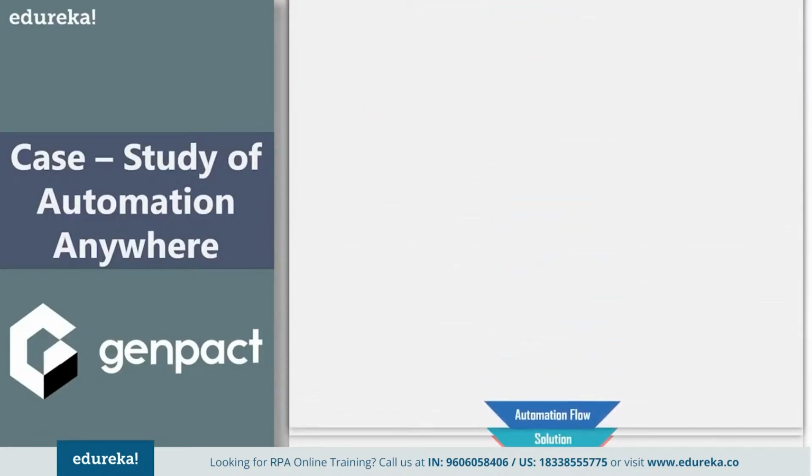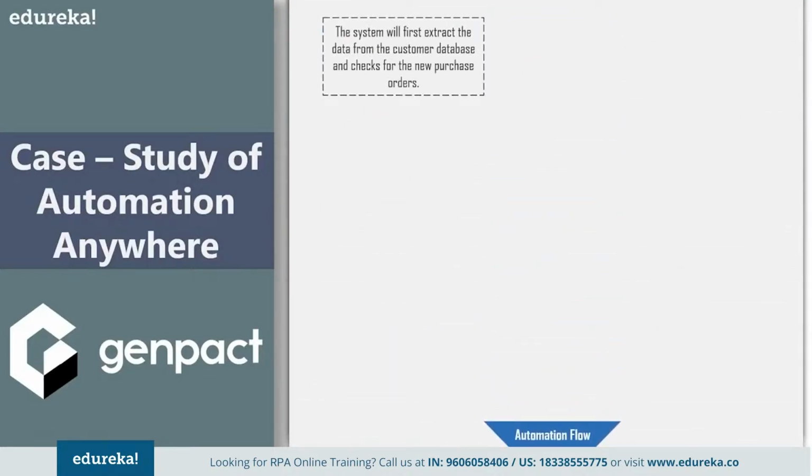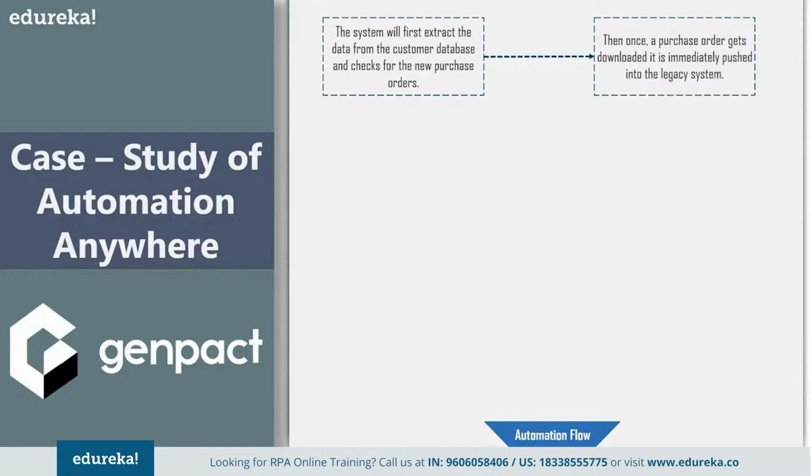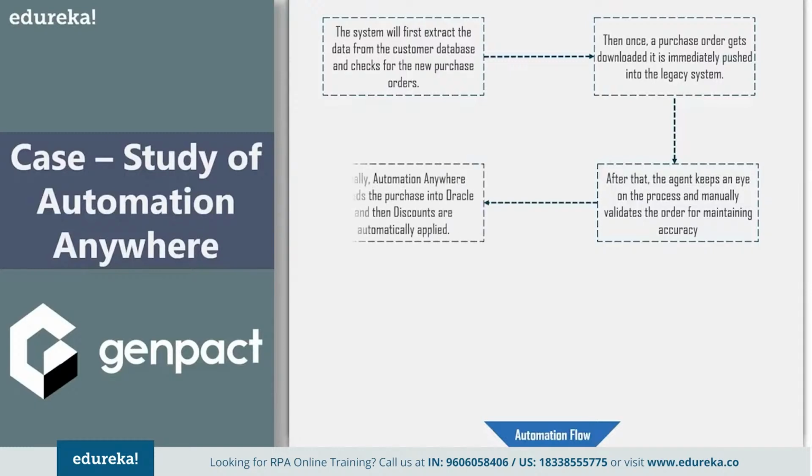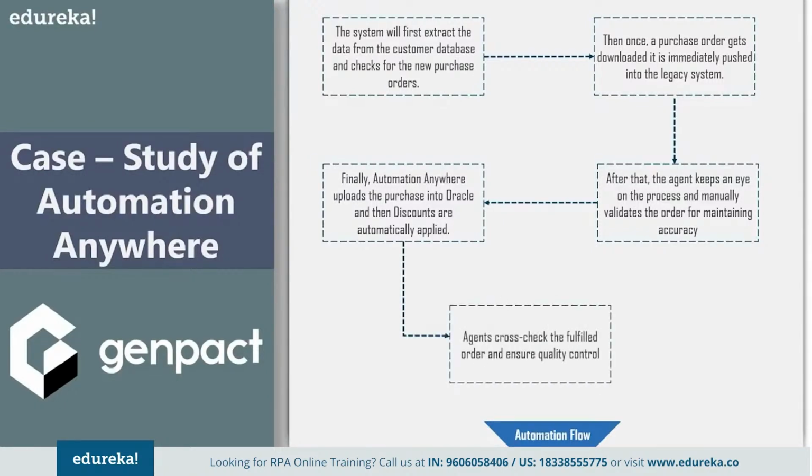So let me tell you the process flow of the automation. The system would first extract the data from the customer database and then check the database for new purchase orders. Then once the purchase order gets downloaded, it would be immediately pushed into the legacy system. After that, the agent would keep an eye on the process and manually validate the order for maintaining accuracy. And finally, Automation Anywhere would upload the purchase into Oracle, and then discounts would be automatically applied, right? Apart from all of this, agents would also cross check the fulfilled order and ensure quality control, right?